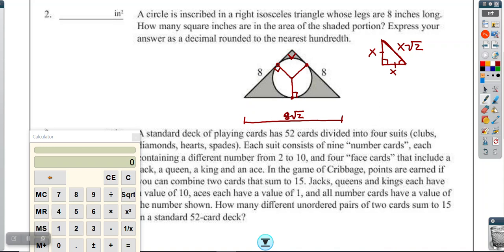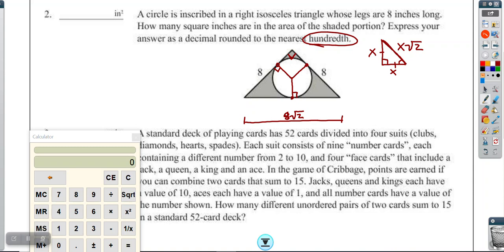And so then it says, how many square inches are in the area of the shaded portion? Express your answer as a decimal rounded to the nearest hundredth. Now, the thing that I find the most challenging in this is to remember the rounding to the nearest hundredth, because that means I really cannot round until the very end. All those nasty decimals that we get along the way, we have to keep those until the end, or else we're liable to make a mistake, at least due to rounding.